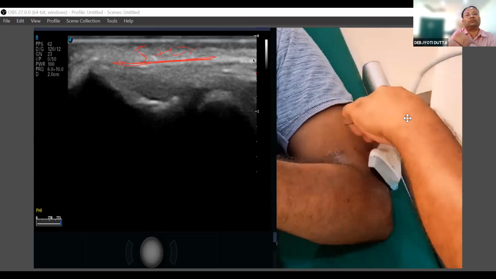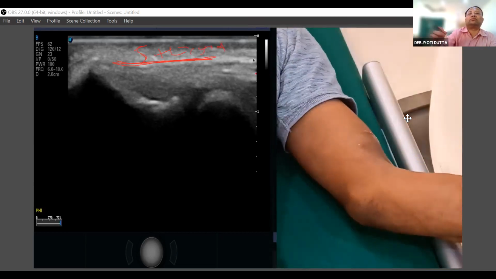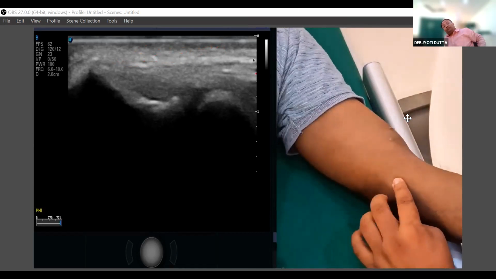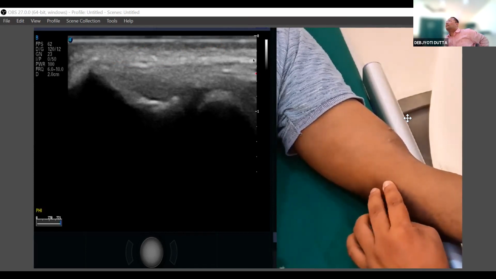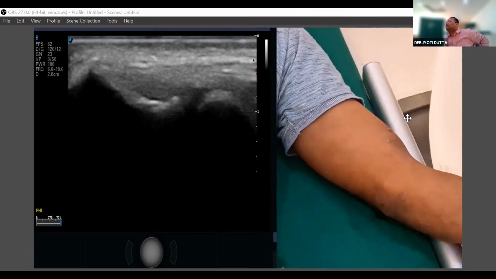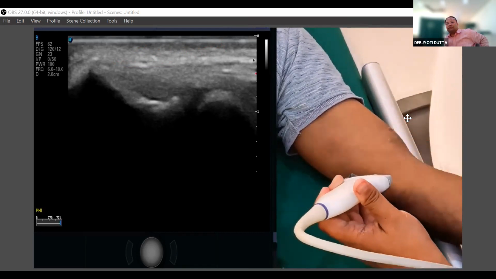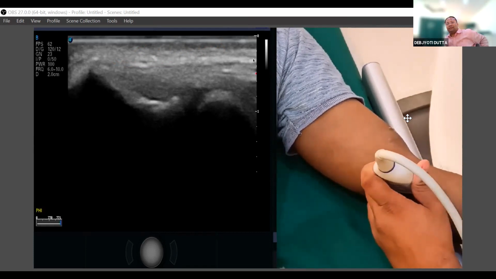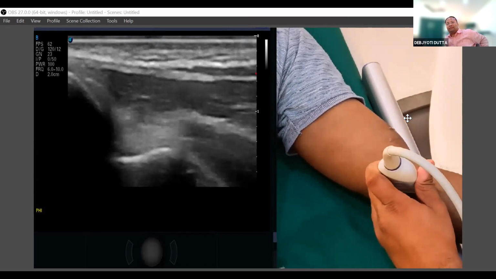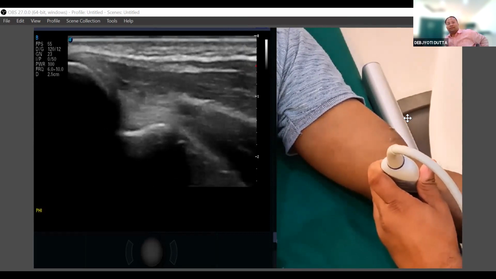So next, I'm going for the medial elbow portion. Medial elbow, again the same thing. We need to palpate the medial epicondyle first. Okay, so this is the medial epicondyle. Now we are holding the probe and the flexor muscles are coming like this along the direction of the common flexor tendon.